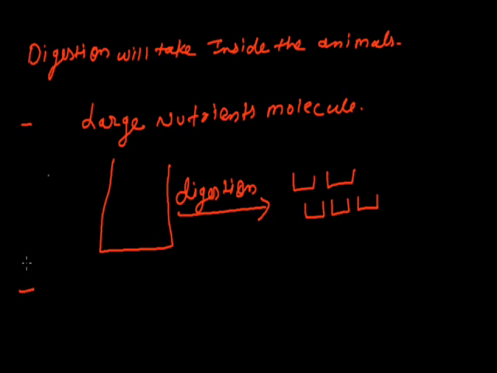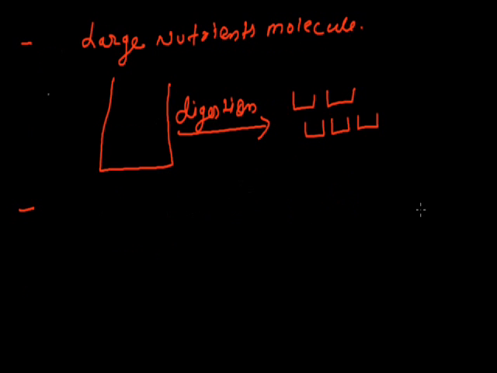So whenever we eat something, in the process of digestion the large molecules of nutrients break down into small particles so that our body can absorb them, because our body cannot absorb large molecules. This is the simple process of digestion.